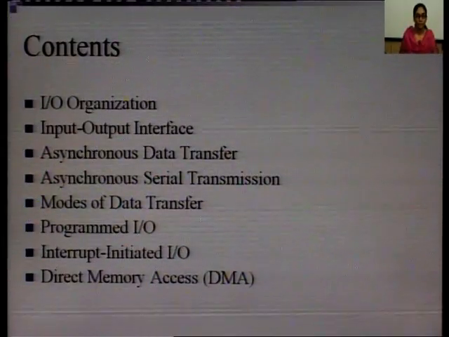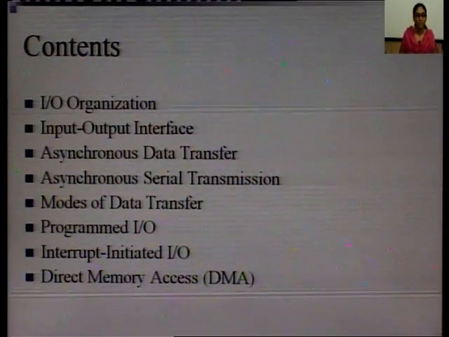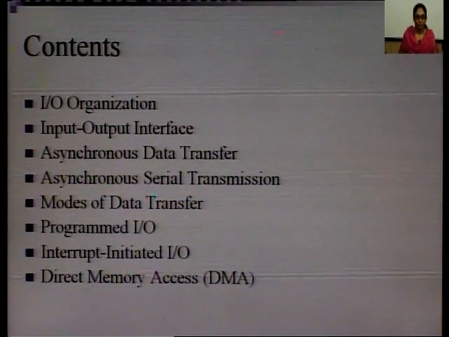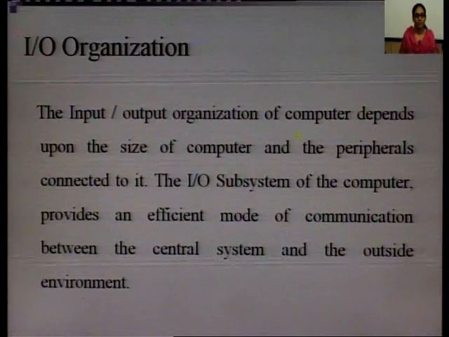There are the different data transfer modes. So first is the programmed input output, second is interrupt initiated input output, and last is the direct memory access, that is the DMA. So first of all, what is input output organization in computer architecture?